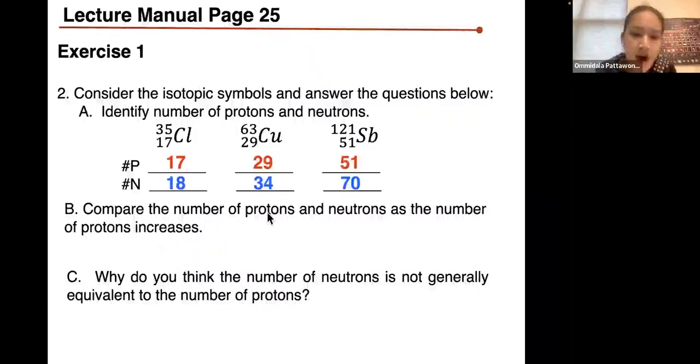Next, compare the number of protons and neutrons. As the number of protons increases, what do you see? So as the number of protons increases, what do you see for the neutrons?